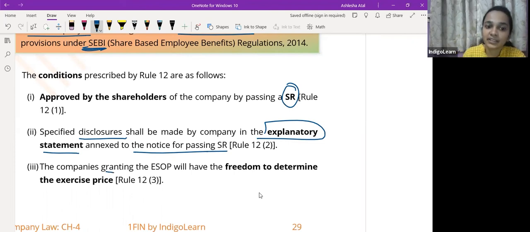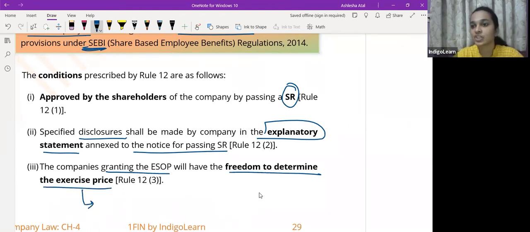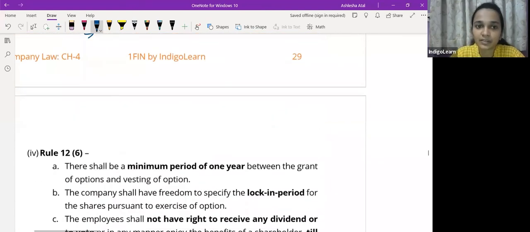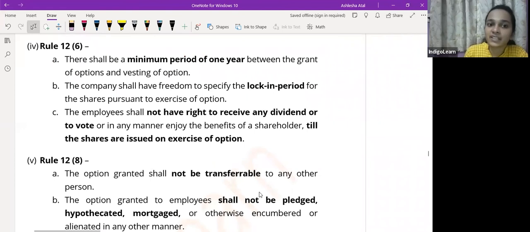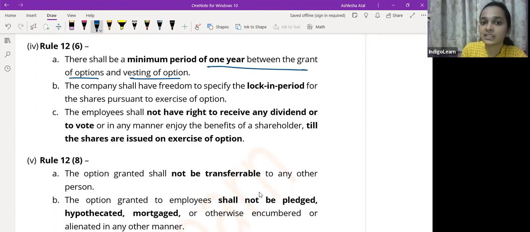And the company granting the ESOP will have the freedom to determine the exercise price. Exercise price मतलब the price at which the share will be given to the shareholder. The minimum period of 1 year between grant of options and vesting of options. So this is basically talking of vesting period should be minimum 1 year. हमारे example में 3 years था. Minimum vesting period can be 1 year.